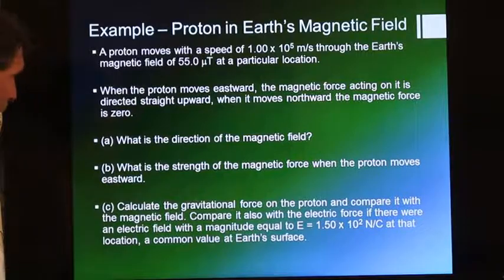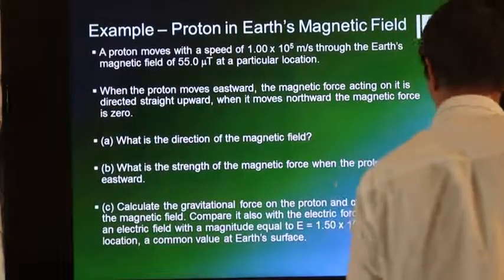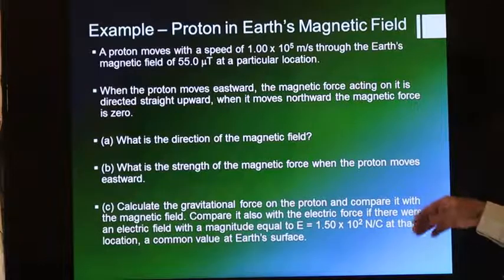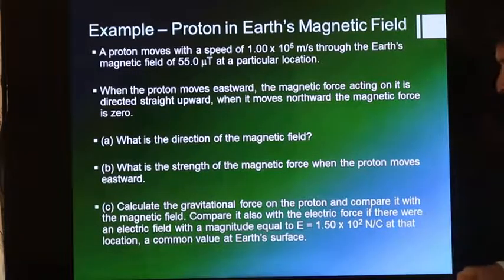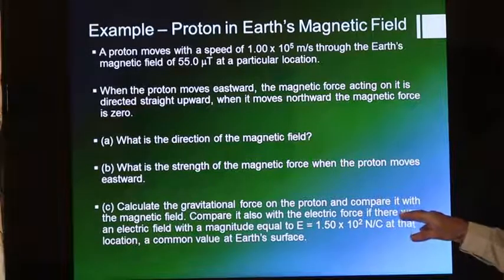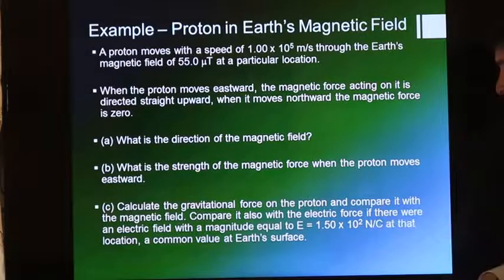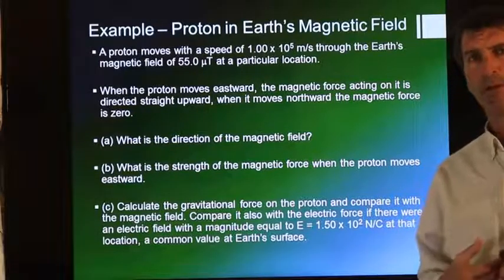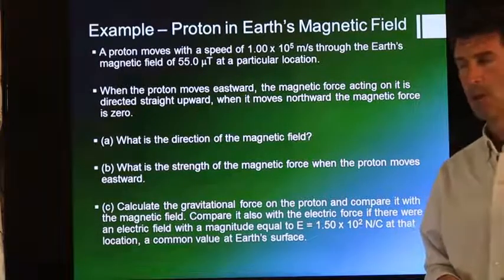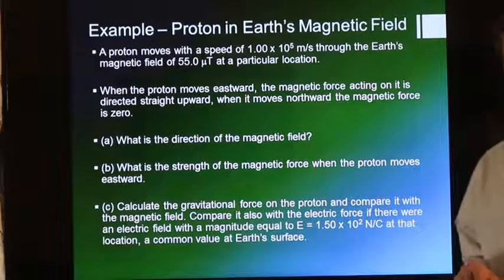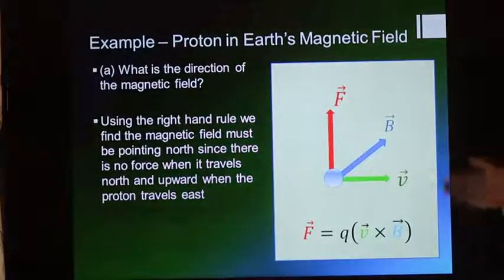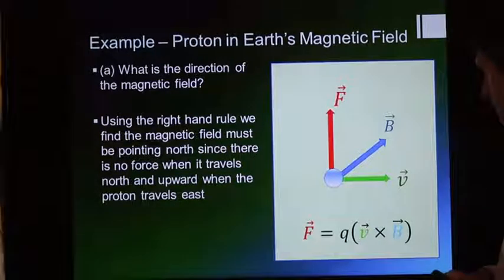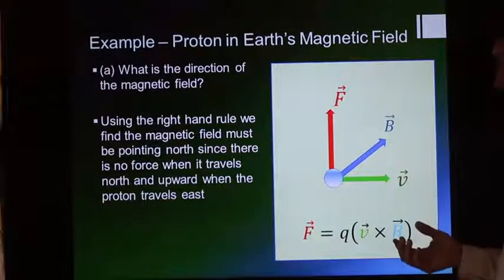So that's part A. What is the strength of the magnetic force when the proton moves eastward? We'll do that calculation. And then finally, calculate the gravitational force on the proton, and we'll also compare it to the electric force if it were an electric field with magnitude 150 newtons per coulomb. In fact, there is an electric field due to the polarization of the atmosphere, but we'll do that calculation also.